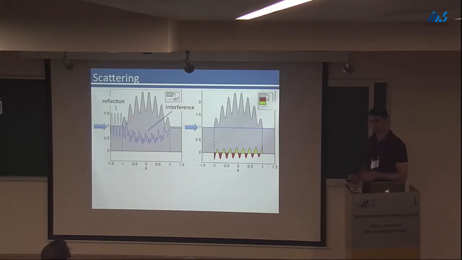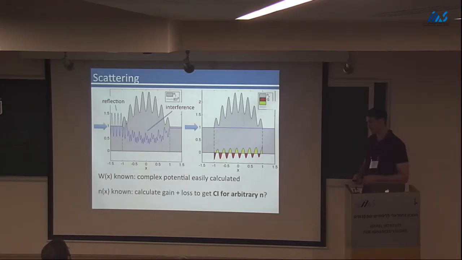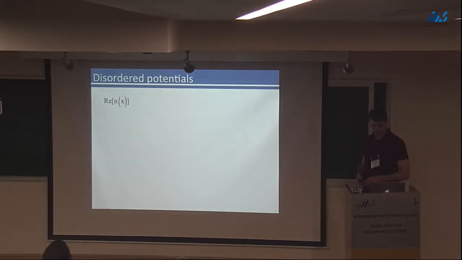So there are actually two ways of applying our ideas. The first is what I did in the results I showed you thus far, where I assumed that the generating function I would need for the potential is already known. So the complex potential I would need for CI is then easily calculated. But another way, the more realistic one, is that I start from a known distribution for the real part of the refractive index. And I raise the question: is it actually possible to calculate the proper loss and gain for a known real part to get CI solutions again? And we solve this problem by a simple iterative scheme, starting from the real part and getting the imaginary part.